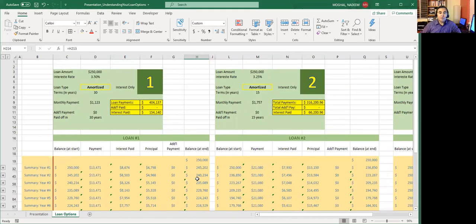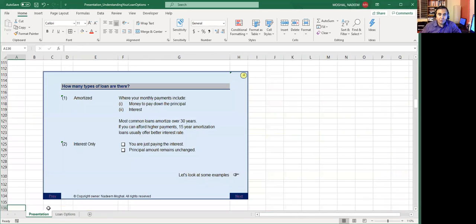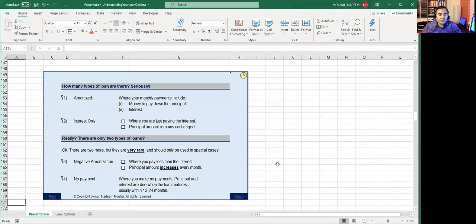So I hope you could understand now that these are the options. Options 1 and 2 are amortized over 30 years and 15 years, and option 3 is interest only. And the main difference, obviously, is your affordability, how much you're able to afford to pay down. So are these really just the 2 options for a loan?